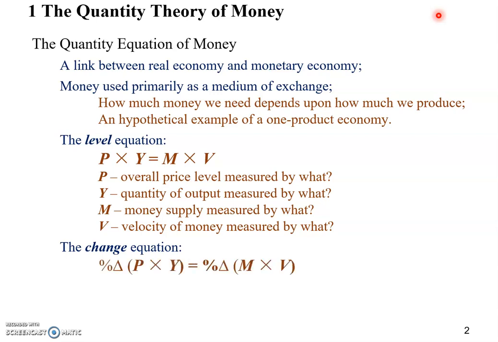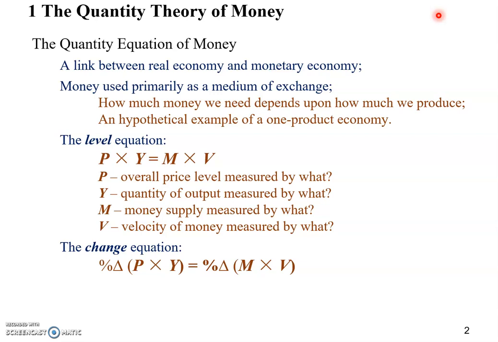We focused upon the percentage change, which is built upon the level equation, okay? So here we said the percentage change of P times Y equals the percentage change of M times V, all right?